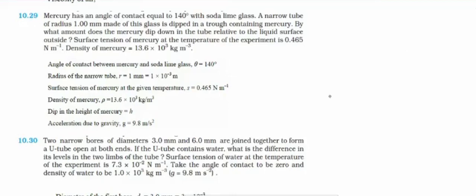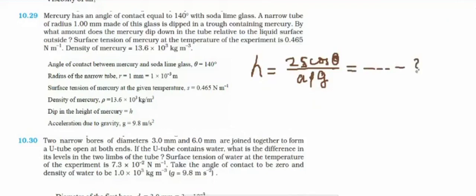Okay, so this is a case of capillary fall, and the formula is h is equal to 2S cos theta over a rho g. S is the surface tension, and rho is the density of the mercury. Okay, you can substitute the values and you can find the answer.